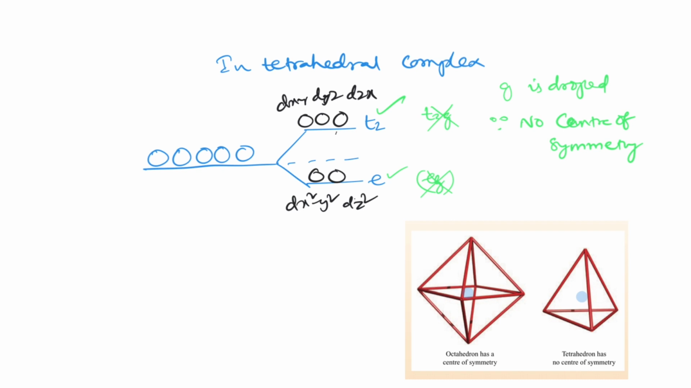Therefore, we write G or U according to the center of symmetry. In an octahedral complex, G is present. In a tetrahedral complex, G is absent. That is the reason. But generally, some people write it inversely, as Eg and T2g in tetrahedral complexes. They don't know the exact meaning of why G is cancelled. So this is the reason. Keep in mind the correct representation is T2 and E.